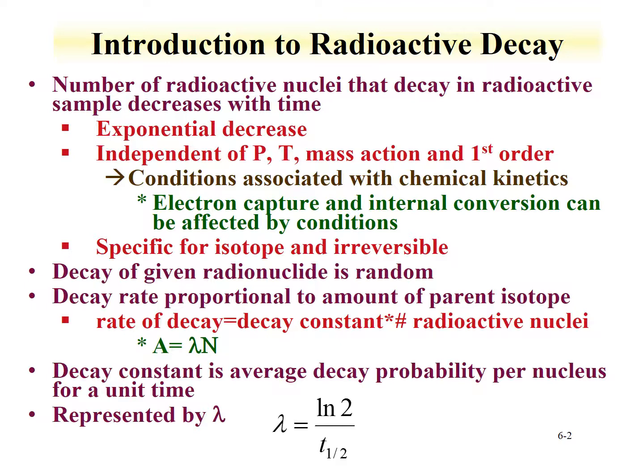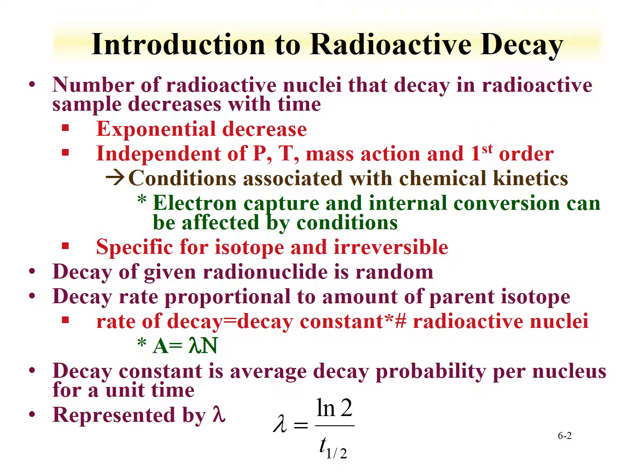Radioactive decay obeys a few simple rules. The number of radioactive nuclei that decay in a radioactive sample decreases with time. This decrease is exponential, as we showed on the previous slide. And unlike chemical reactions, this rate of decrease is independent of pressure, temperature, mass action, and it follows first-order kinetics, so it's actually fairly easy to model and understand.